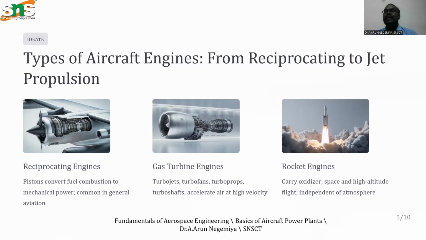Next one is the gas turbine engine. In the gas turbine engine, all the parts are connected on the same shaft. It can be classified into turbojet, turbofan, turboprop, and turboshaft. These are all the types of gas turbine engine. Next one is the rocket engine. In the rocket engine, oxidizer and fuel are carried in separate tanks. They mix, and then the burning will happen.